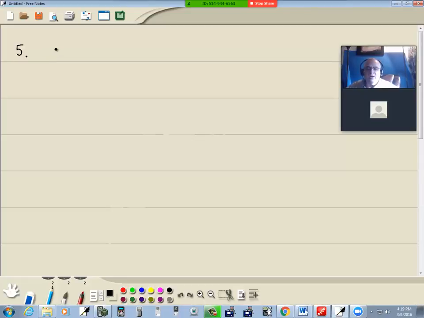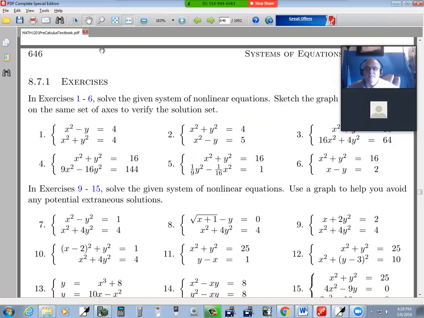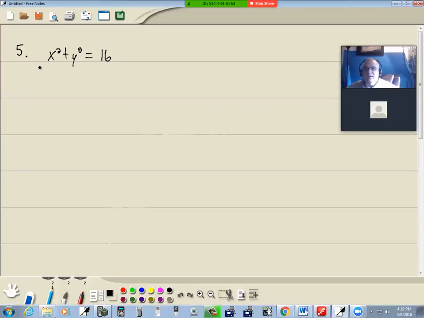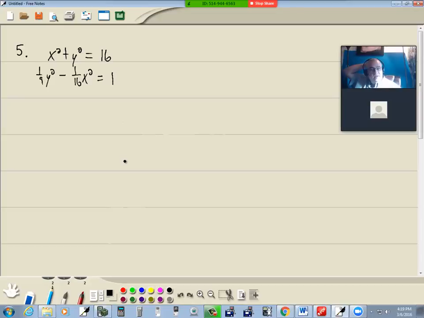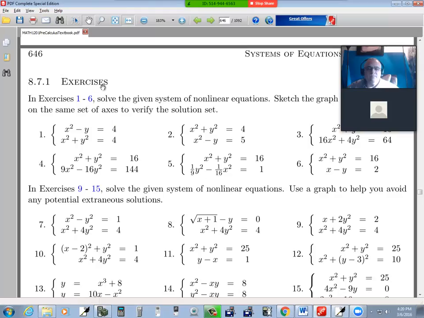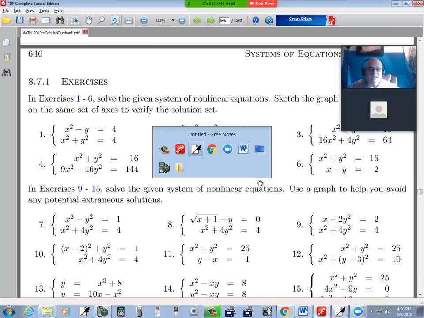Okay, x squared plus y squared equals 16. And 1/9 y squared minus 1/16 x squared equals 1. Now with these, just like before, we have x squared plus y squared, and 1/9 y squared minus 1/16 x squared.